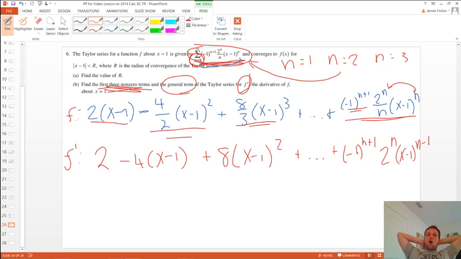So that wasn't awful. All we did was just take the derivative of it. That's it. So there you have it, the function and the first derivative.